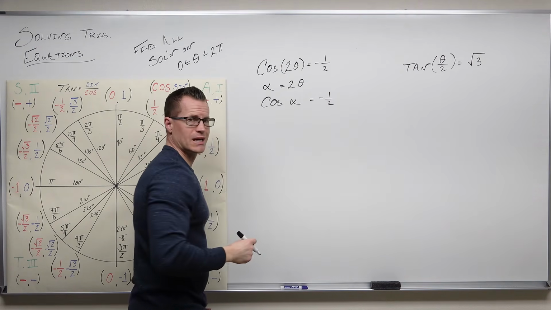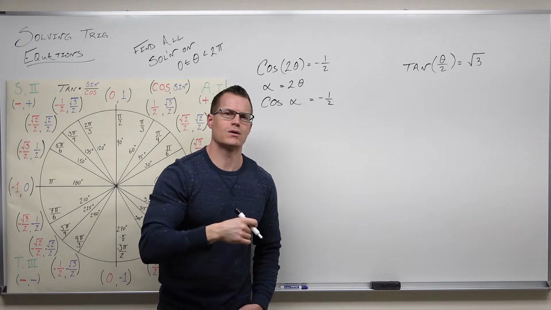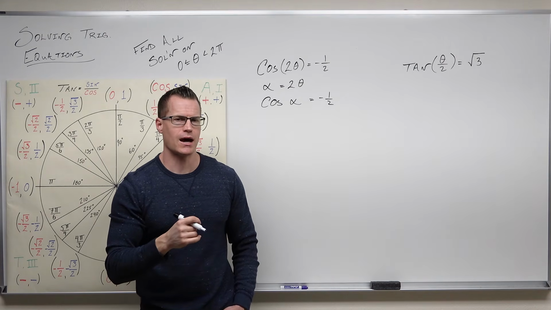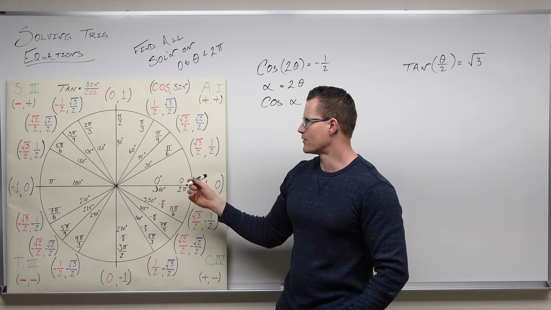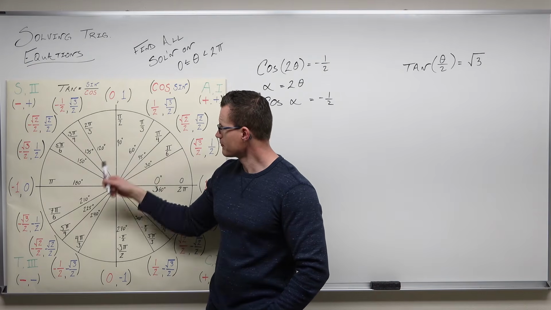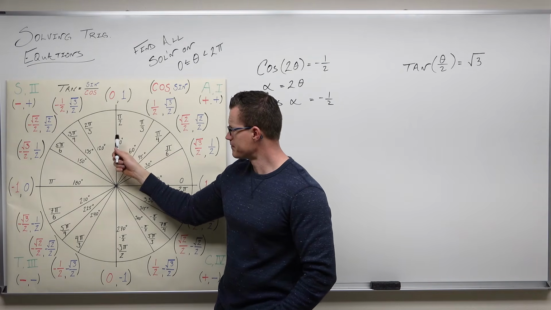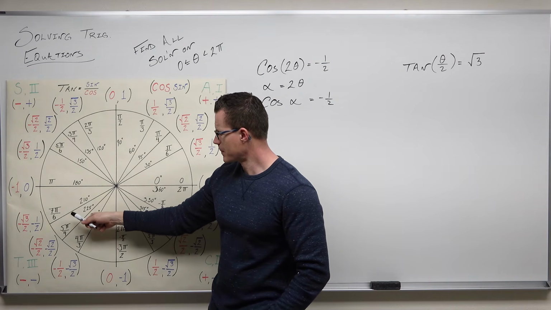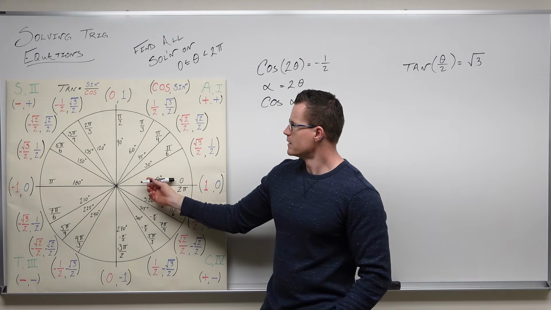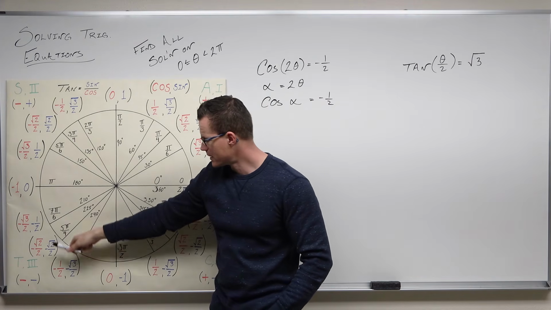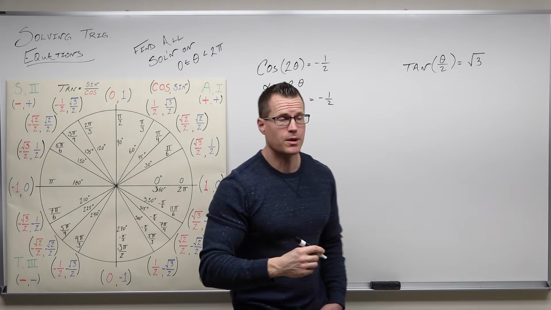Cosine alpha equals -1/2 is asking what angle is going to give you an x-coordinate of -1/2. Well, x-coordinate of -1/2 would be 2 pi over 3 and 4 pi over 3. So x-coordinate -1/2 here and here. 2 pi over 3 and 4 pi over 3.